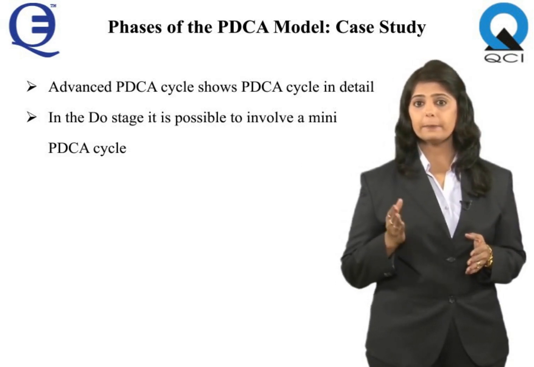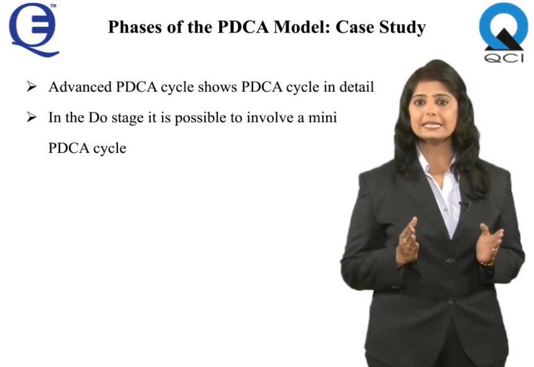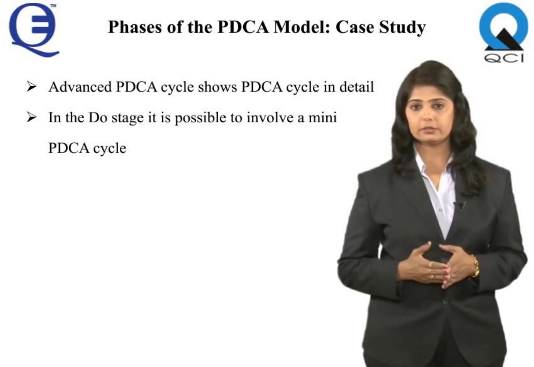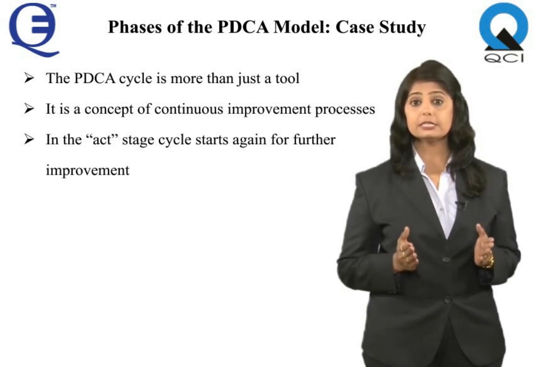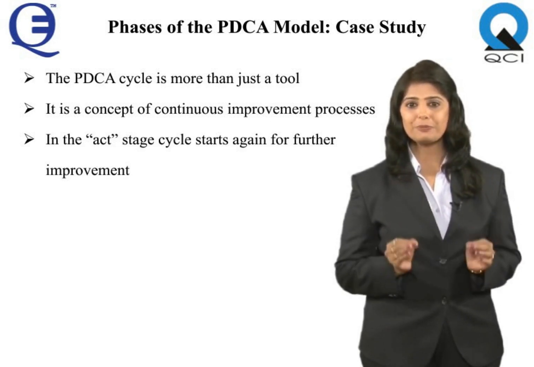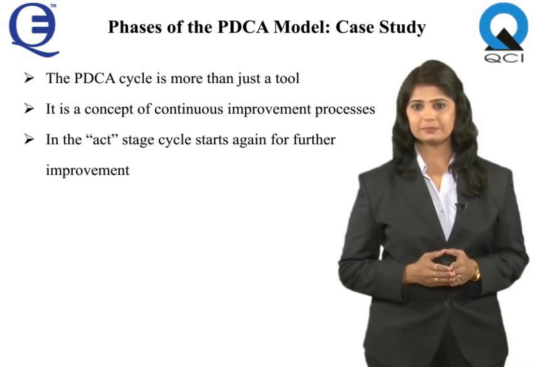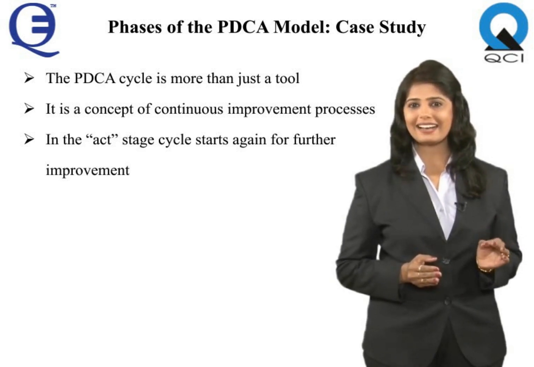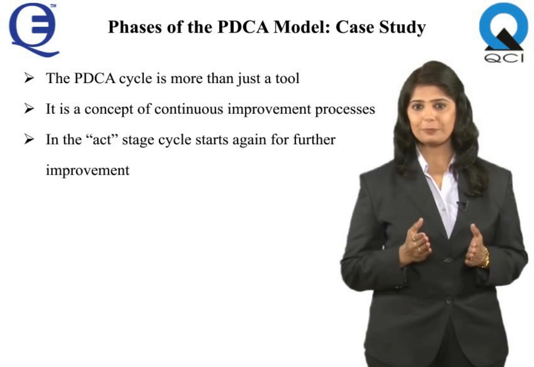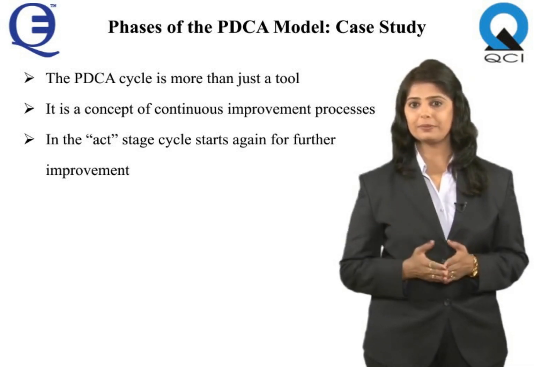In the do stage, or implementation stage, it is possible to involve a mini PDCA cycle until the issues of implementation are resolved. The PDCA cycle is more than just a tool. It is a concept of continuous improvement processes embedded in the organization's culture. The most important aspect of PDCA lies in the act stage after the completion of a project, when the cycle starts again for further improvement.